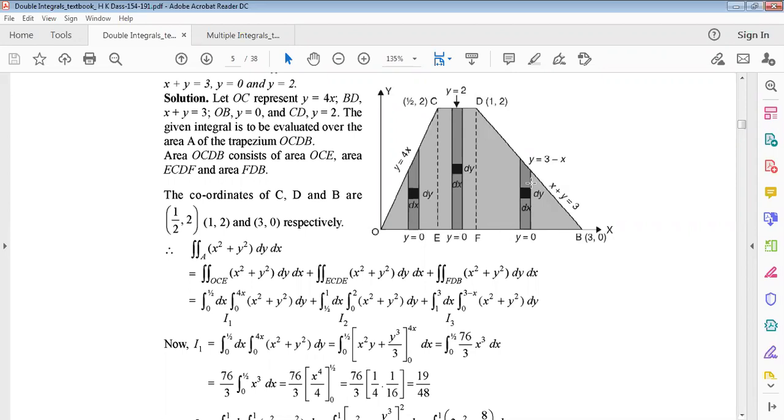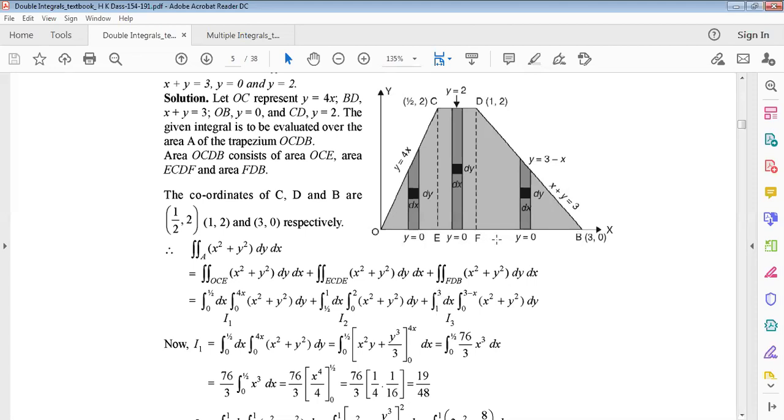Try to understand. And for the third part, this BDF triangle, the x limits, what will be? Actually, x starts from what? 1, 2, 3, right? This is the starting point of x for this triangle, and this is the ending point of the triangle. So starting will be 1 and ending will be 3. This is why 1 to 3 x limits.